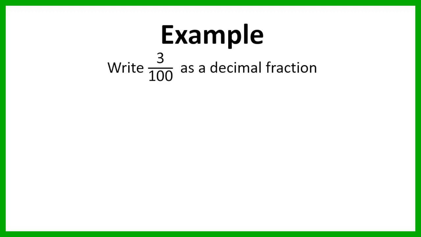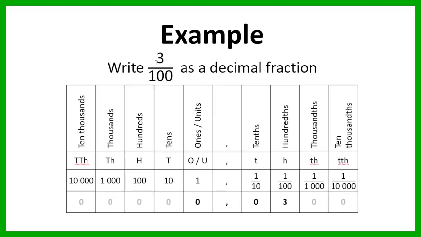So first, let's just have a look at what this would look like in our place value table. So 3 hundredths, this is the hundredths position over here, so the 3 is going to go over there. Now, we can't just write the 3. We have to write all of the other digits, the other zeros that need to be filled in as well. But we don't just fill in every single zero in every single position. So we need to know which zeros we must write and which zeros we mustn't write.